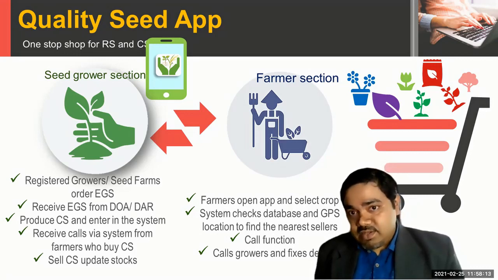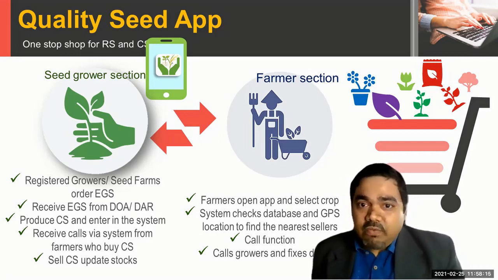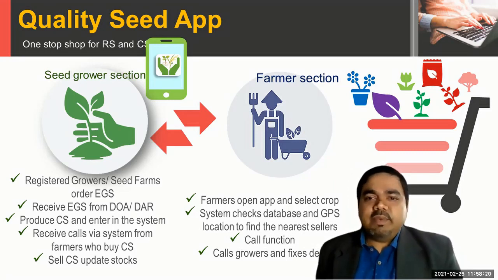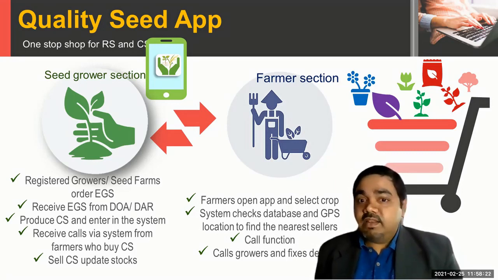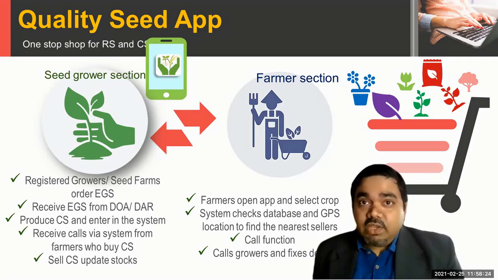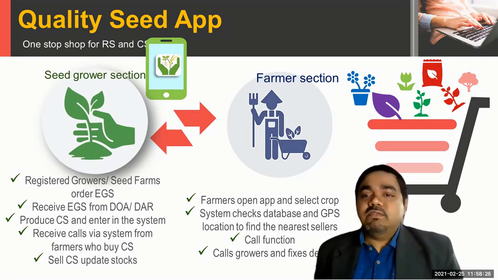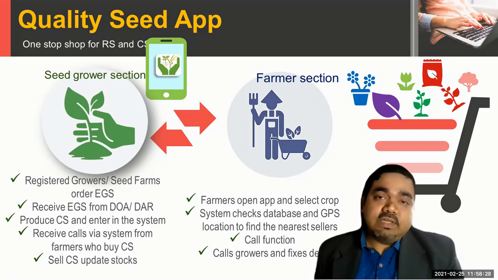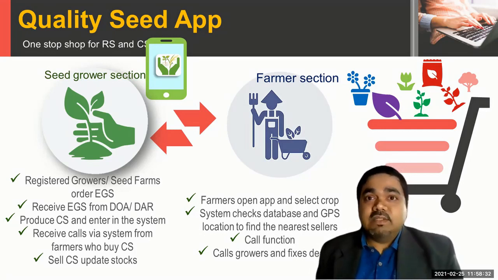However, there's another section called the farmer section, where you can open the app, select the crop, and the system will be checking the database and the GPS location to find the nearest sellers. There's a call function, you can directly call and fix the deal. So this is very easy for any kind of grain growers who are not basically seed growers, so they can just open the app, select the crop and the variety if you need, and you can directly call and make the deal. So this is how you can be open to a big marketplace.